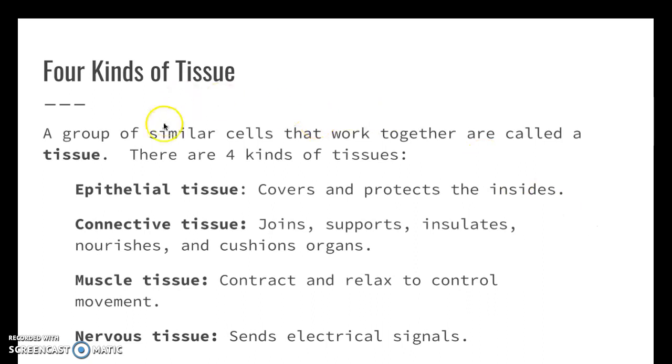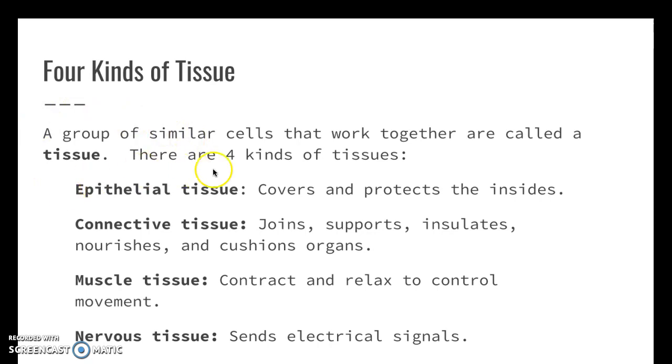At the top of the page, it says a group of blank that work together are called a tissue. Those would be a group of similar cells. Similar, meaning they have the same function. It would not make sense to have a blood cell and a skin cell and a brain cell all working together to make some kind of weird new tissue. They all have to have the same job. They all have to have the same specialization. And when they are working together well, they do a good job.